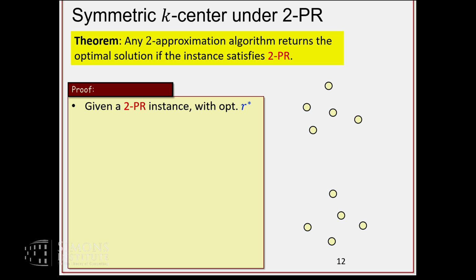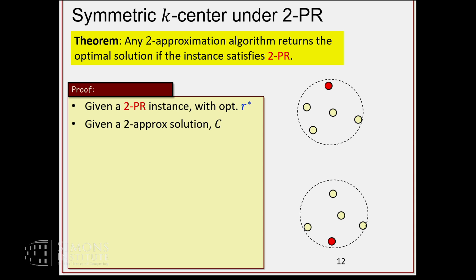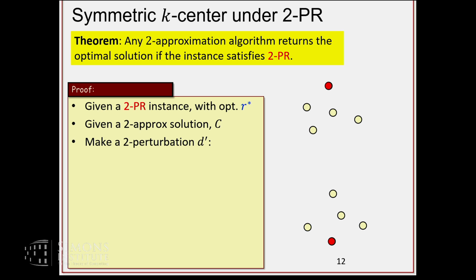So we're given some two perturbation resilient clustering instance. Say the optimal radius is R star. And then say we're given some two approximate solution. Say the red points are the centers of our two approximation. Now what I'm going to do is construct a two perturbation in the following way.